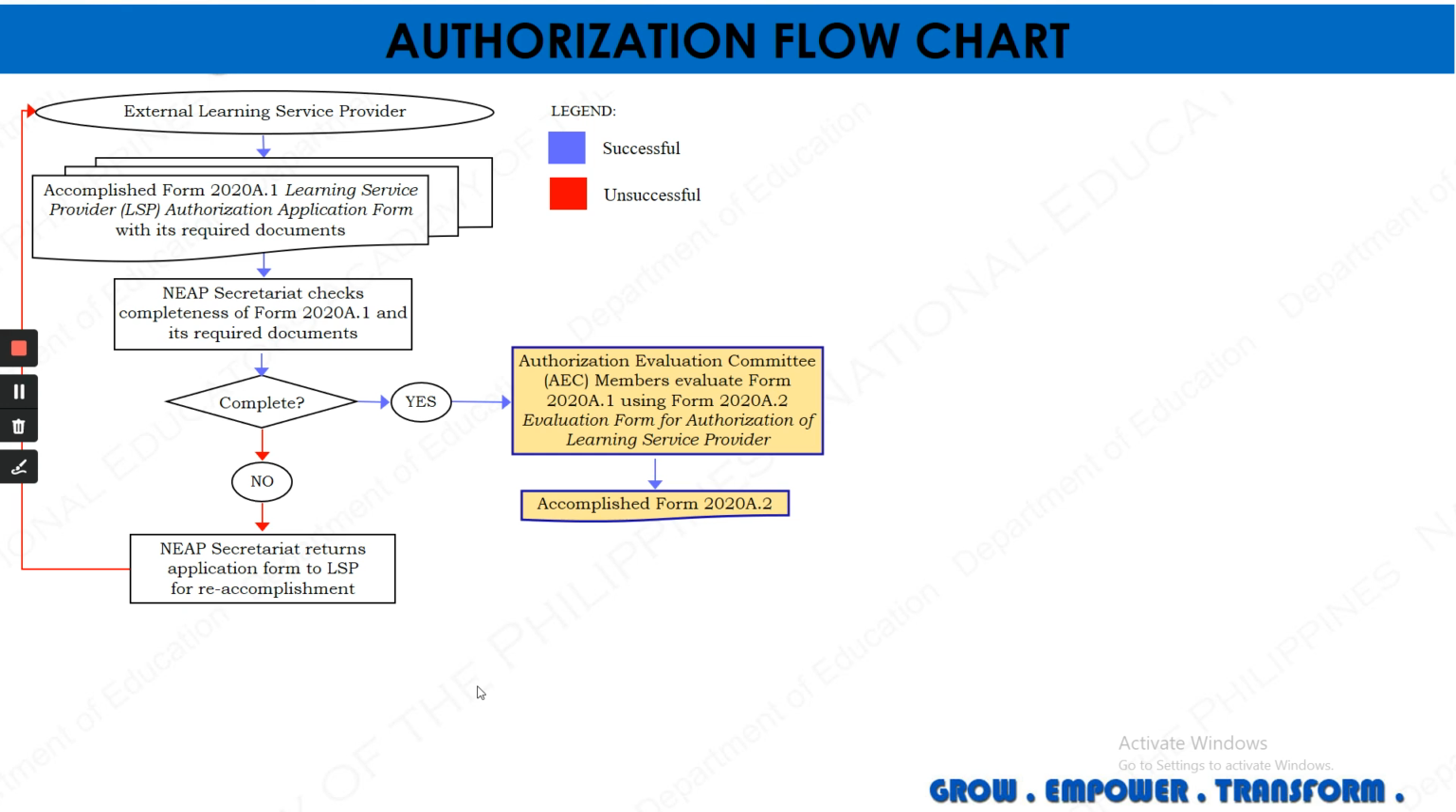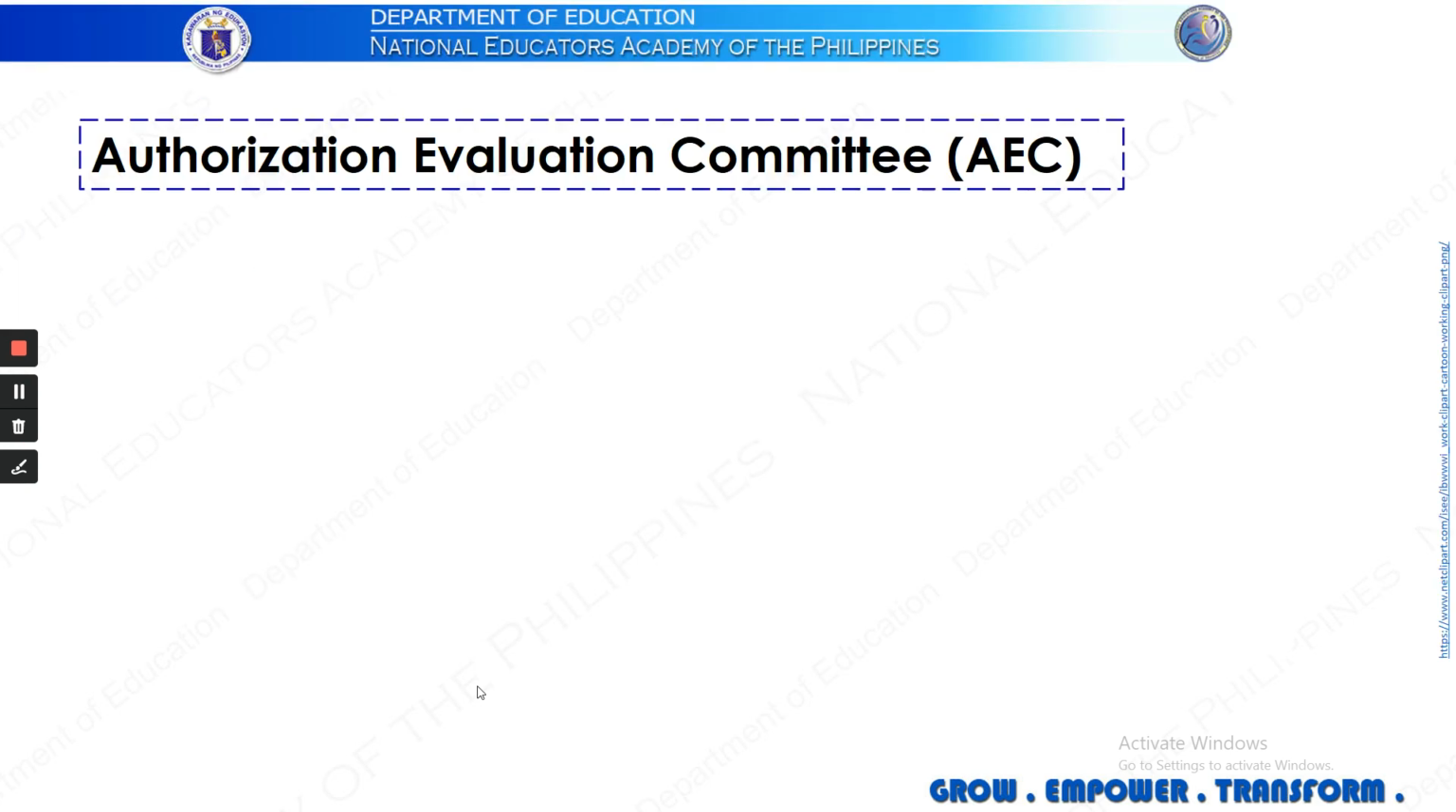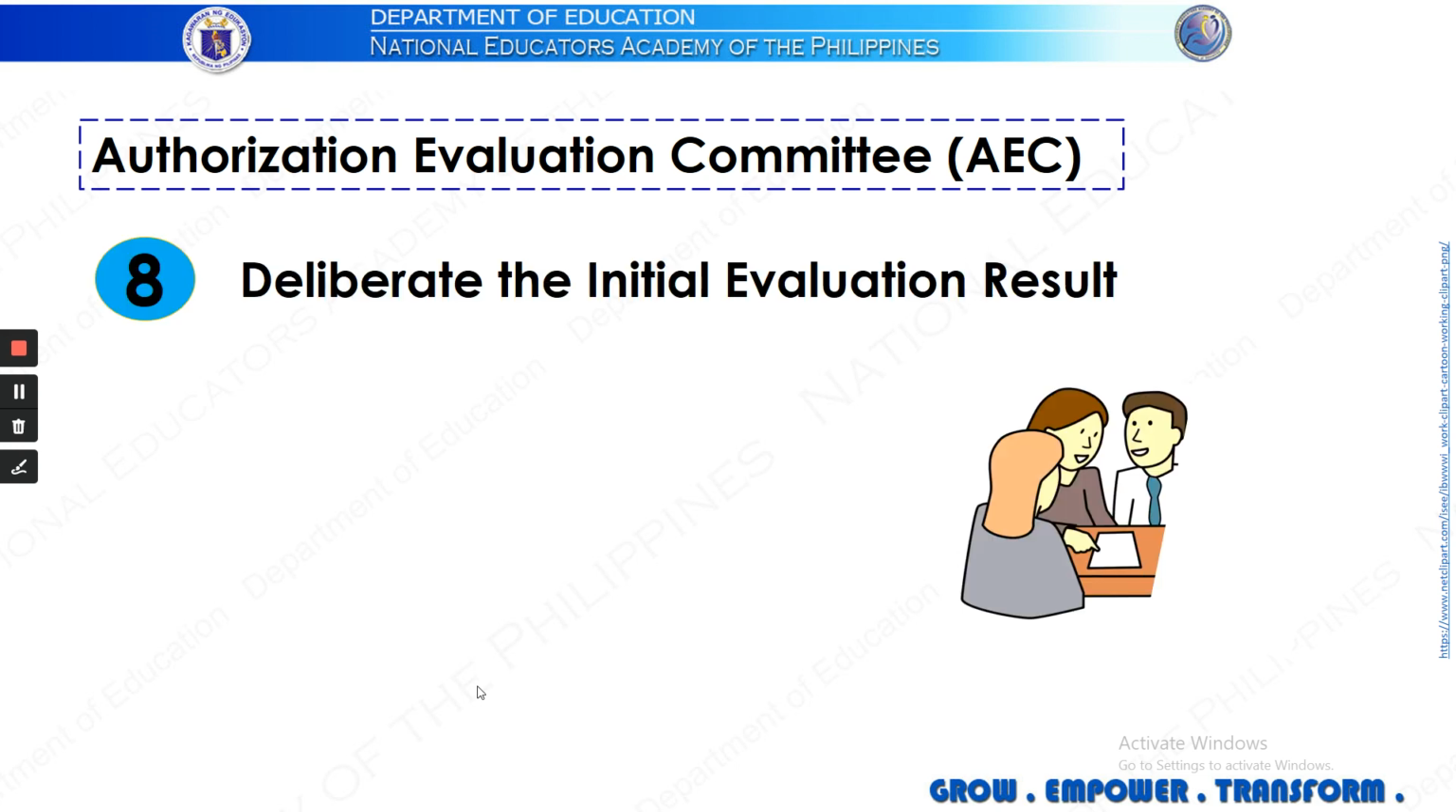So yes, the Authorization Evaluation Committee AEC members evaluate Form 2028.1 using Form 2028.2, the evaluation form for authorization of learning service provider. So here we have the accomplished Form 2028.2 already. Then the Authorization Evaluation Committee will deliberate the initial evaluation result. In step 7, they evaluate the submitted document of the external LSP. That is an individual evaluation of the evaluator. So we have 3 evaluators, and they are going to evaluate it individually first. And in step 8, they will deliberate the initial evaluation results.